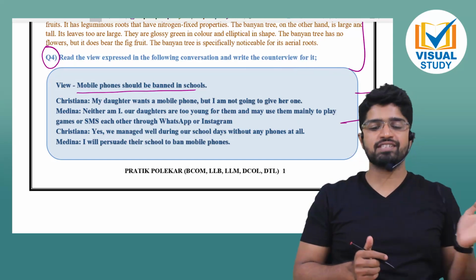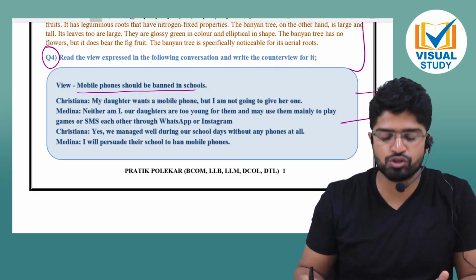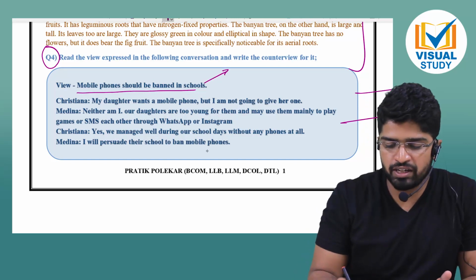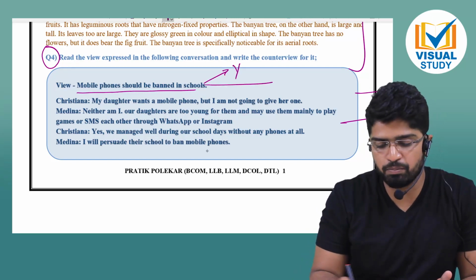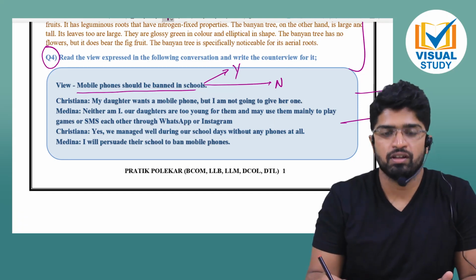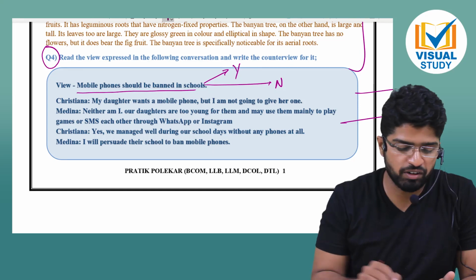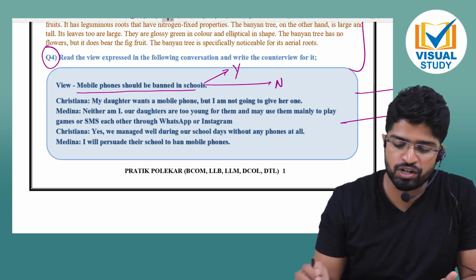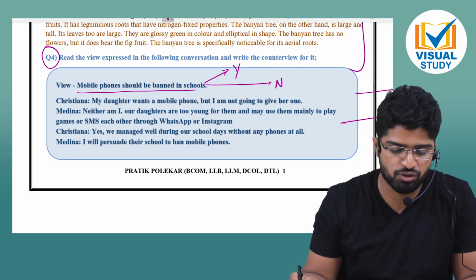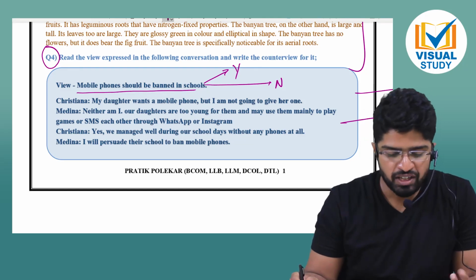Like, let's say for example the topic is mobile phones should be banned in schools. There is some person who says yes, there is some person who says no. What have they given? Christina: my daughter wants a mobile phone, but I'm not going to give her one. Medina: neither am I. Our daughters are too young for them and may use them mainly to play games or SMS each other through WhatsApp or Insta and everything.